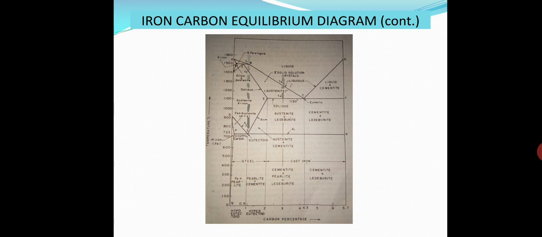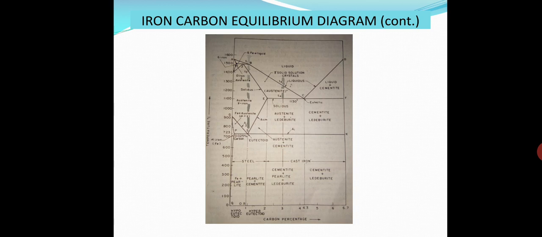So at G, the percentage of carbon is 0, at 910 degrees centigrade. At P, the temperature is 723 and the percentage is 0.025. At Q, the temperature is around 210 and the percentage is 0.008. So this is pure iron, alpha iron.